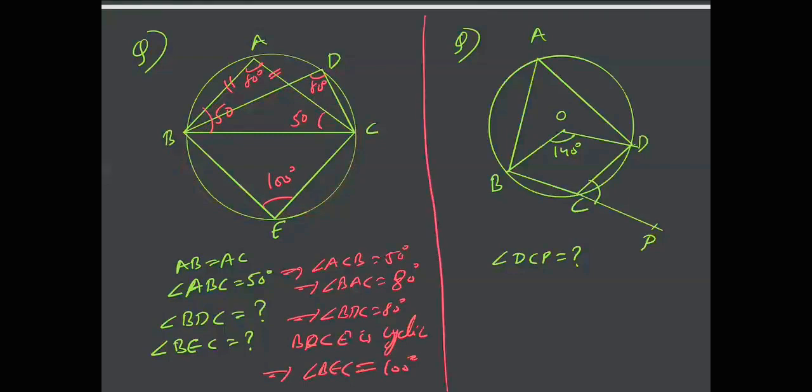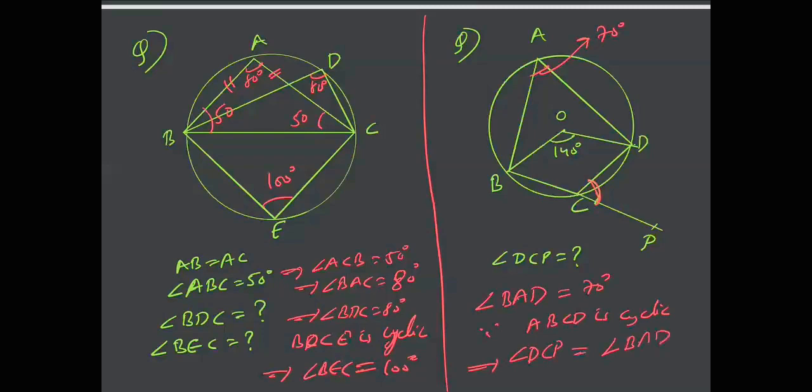So in this question, you need to find angle DCP. So first let us find angle BAD, this angle. So this is how much? 70 degrees. That is half of 140 degrees. And since ABCD is a cyclic quadrilateral, because all the four vertices are on a circle, this implies that angle DCP, this exterior angle, is equal to the opposite interior angle, that is angle BAD, that is equal to 70 degrees. So this angle is how much? 70 degrees. Fine. So let us just discuss it one more time, because this is the first problem in cyclic.